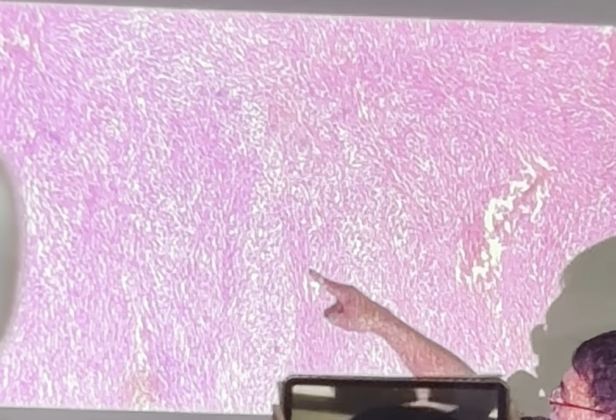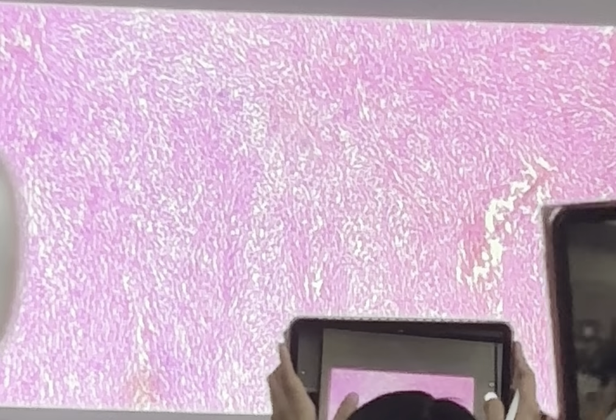Here. So herringbone pattern. It's like a V shape. It looks like the backbone of a fish. That looks like a V shape like that. That's a herringbone pattern. It's hard to visualize here. Think of it as like the backbone of a fish. Okay? That's the herringbone pattern. In the past, this is always associated with fibrosarcoma.